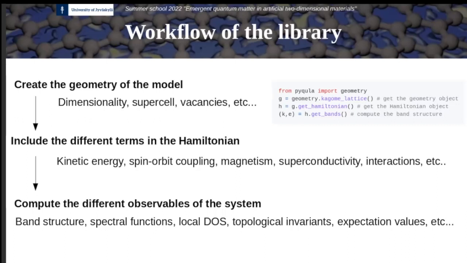I mean, you can also extract the geometry from the Hamiltonian, and you can modify the Hamiltonians to go from two-dimensional systems to one-dimensional systems to zero-dimensional systems, and so forth. So what this means is that you can change the dimensionality of your system even after you define the Hamiltonian.